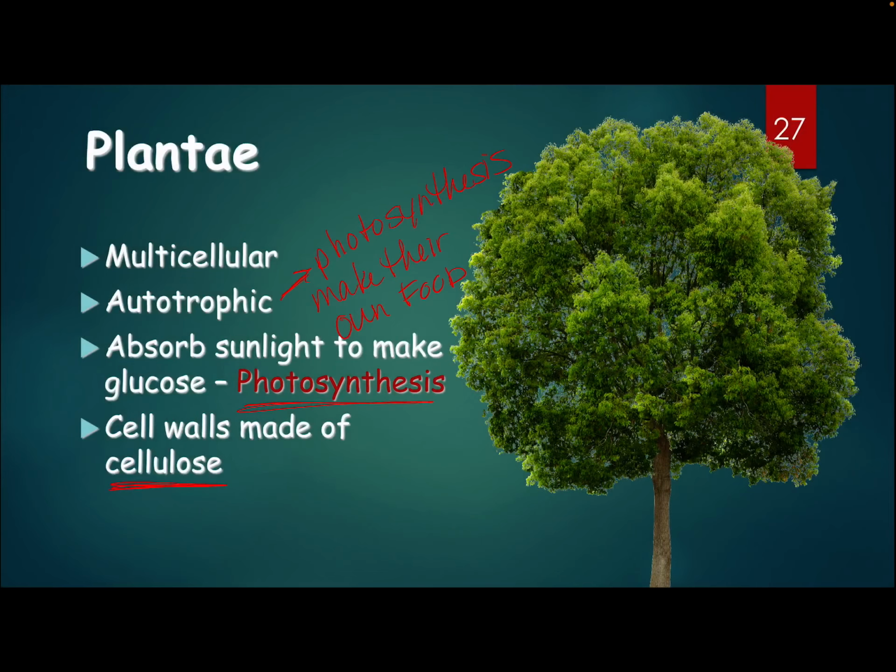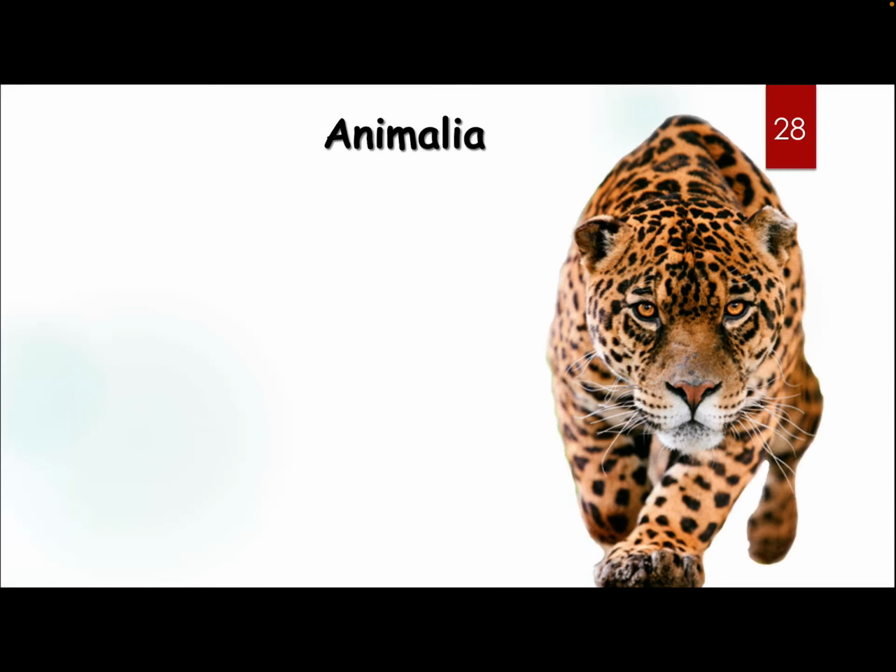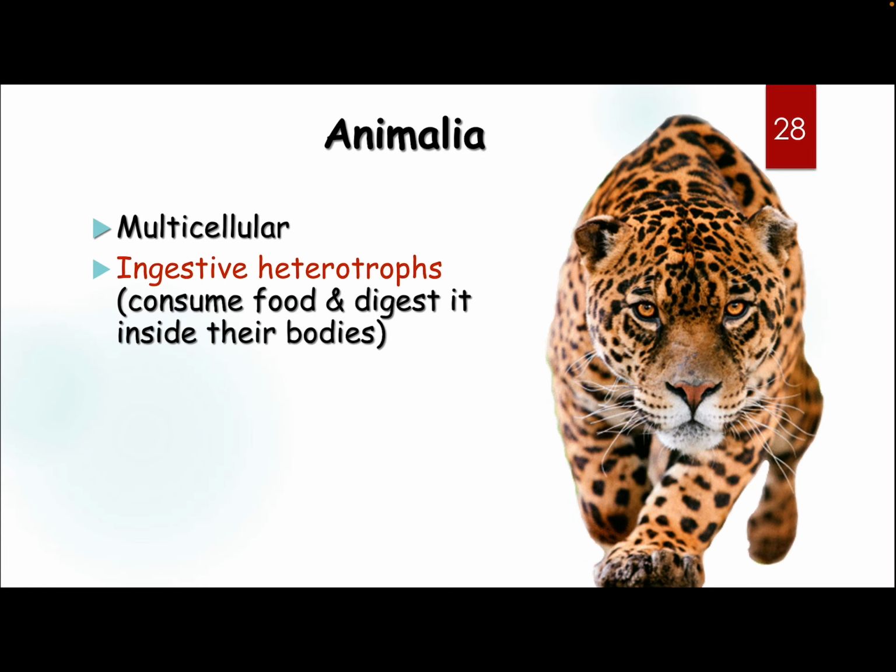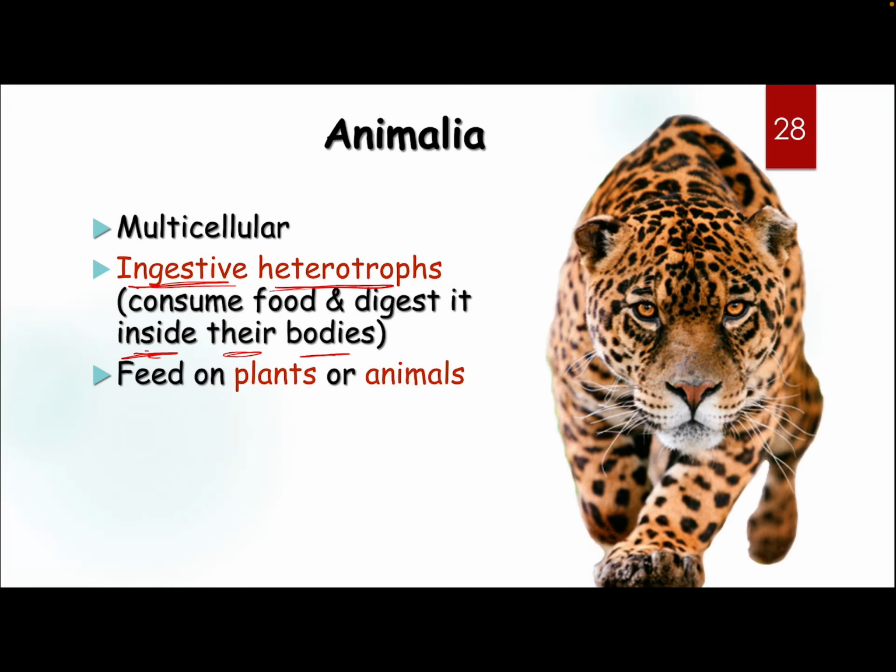I'm going to go back here for a sec. Okay. So then we have Animalia. These are probably the ones you're more familiar with, but we are multicellular. And these are ingestive heterotrophs. So heterotrophs mean they have to take in food. Ingestive means to eat. So they digest it inside of their bodies. So we eat it, it goes into our stomachs, it gets digested. That's how Animalia does it. We feed on plants or animals. Excuse me. I'm too fast again.